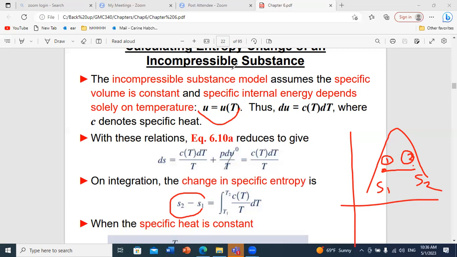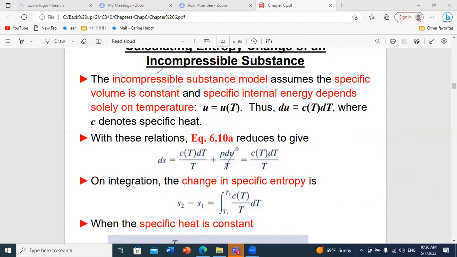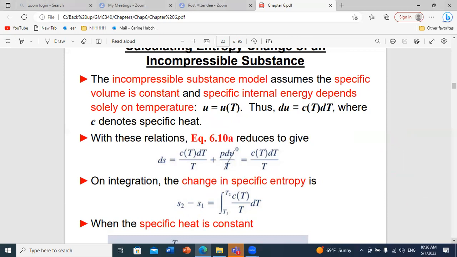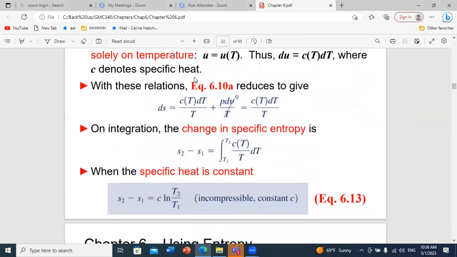And here if it's an ideal gas we can directly use all the formulas, or we can also use tables. Okay, so for an ideal gas we have two options, either tables or formulas, depending on what we know and what we don't know. So here, in case we have an incompressible substance, we can use directly the following formula. Pay attention to the condition: we have incompressible and constant C. If C is variable we should do the integral.